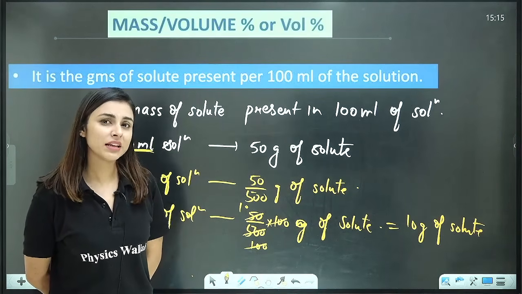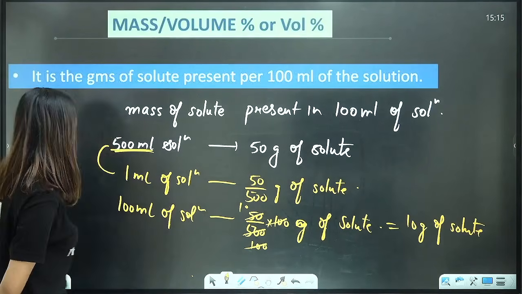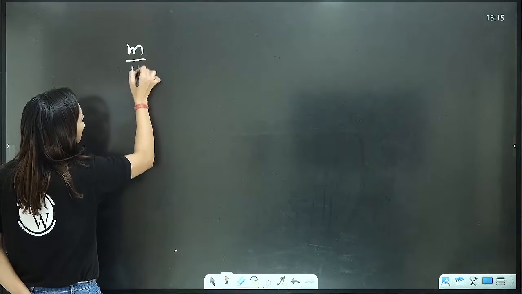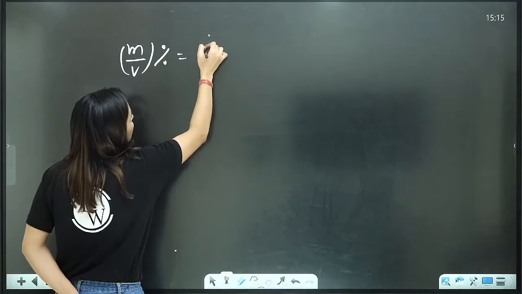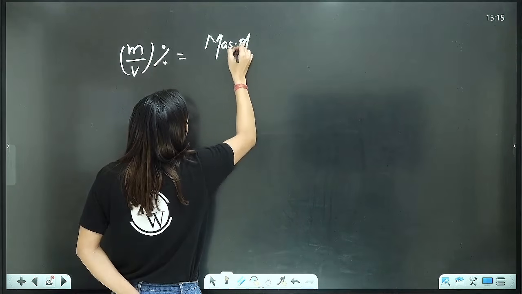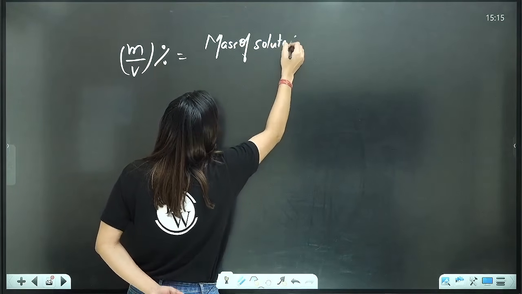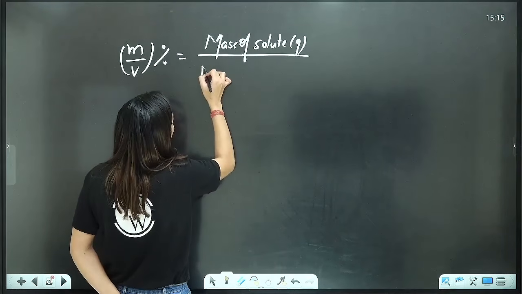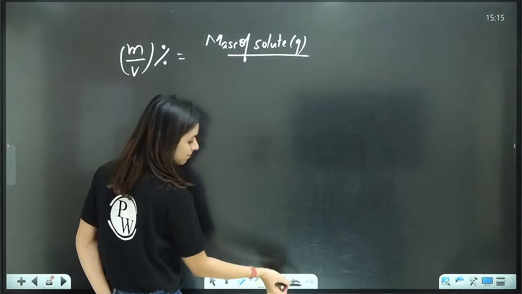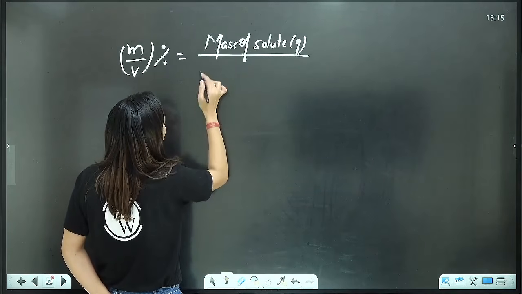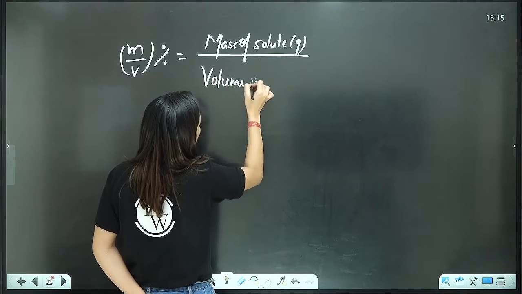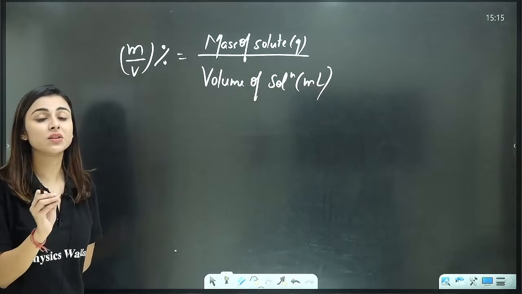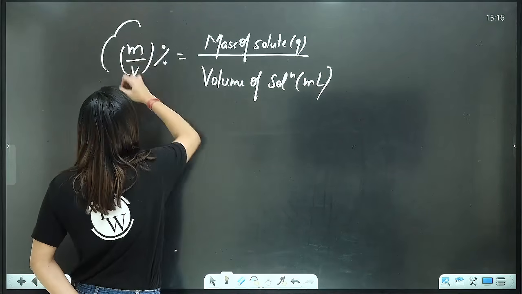But we need a formula as well. So let us derive a formula also. What would be the formula, my dear students? Mass by volume percentage would be equal to mass of solute in grams. This is the most important part. It should be in grams. Divided by volume of solution in milliliters. This is important, my dear students. Don't take the volume in liters. All your calculations would be wrong.